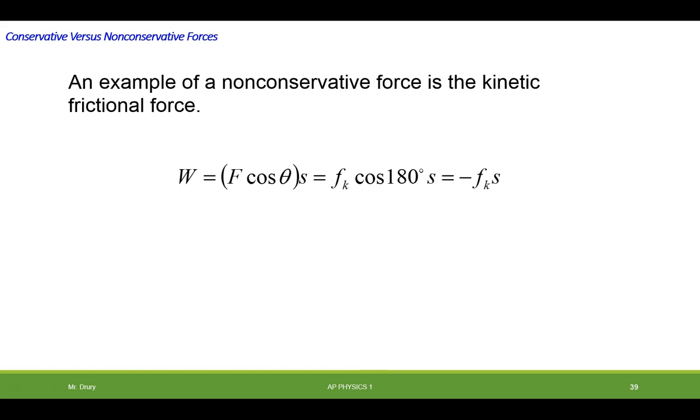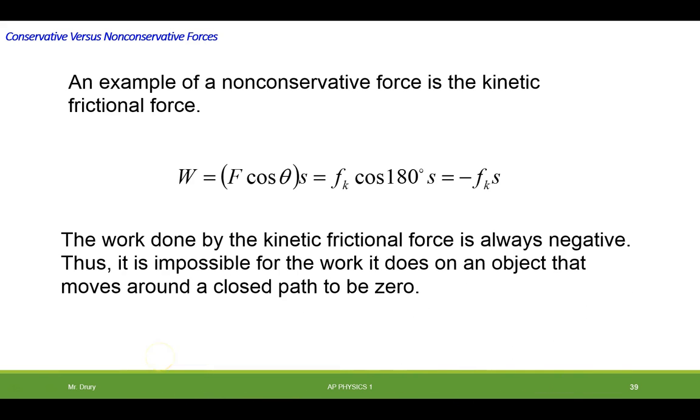It's going to slow you down going down the hill on the roller coaster, and it's going to slow you down going up the hill on the roller coaster. So work done by kinetic friction is always negative. Thus, it's impossible for the work it does on an object when it moves around a closed path to be zero. The only way we can ever do this is to totally assume that there's no friction, and then there's some built-in error in the problem because we're assuming there's no friction when there actually is.